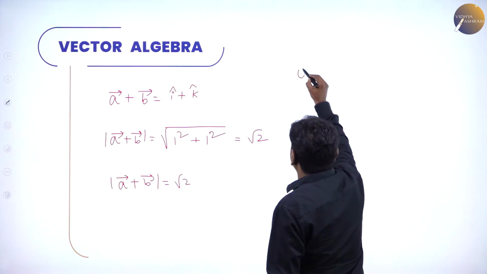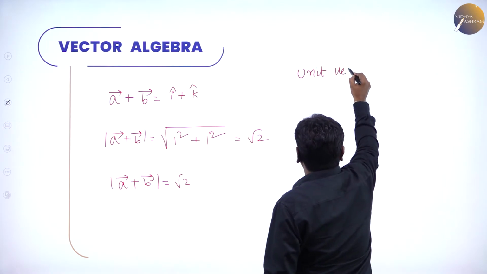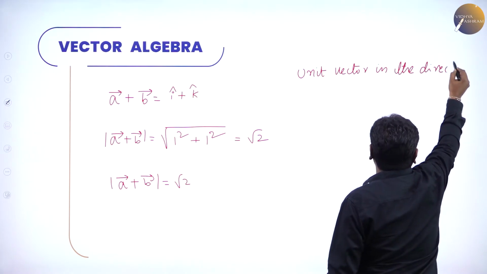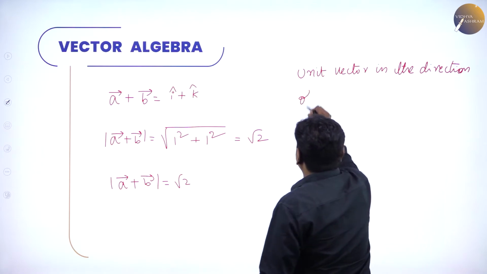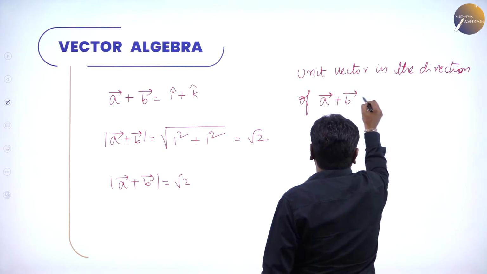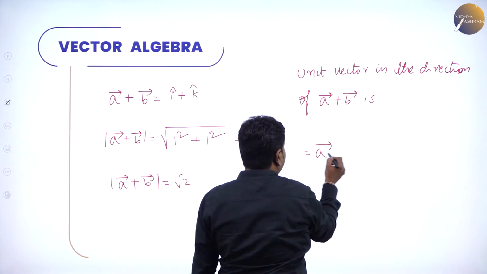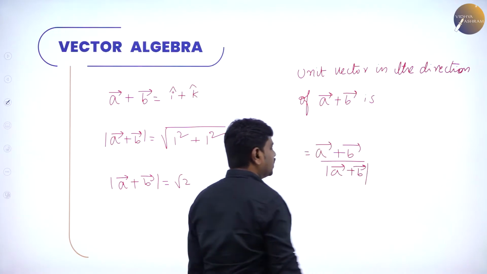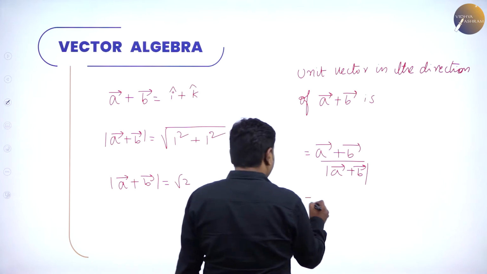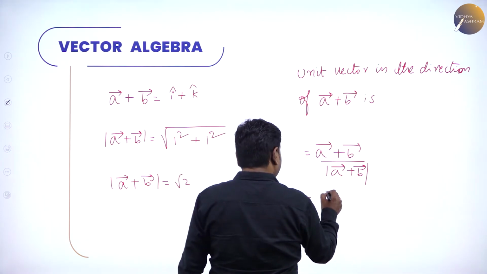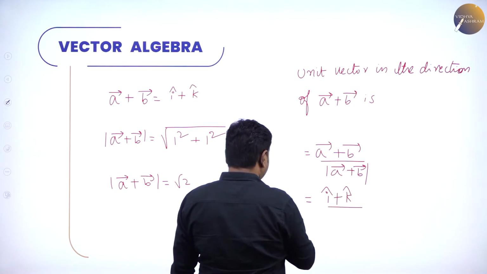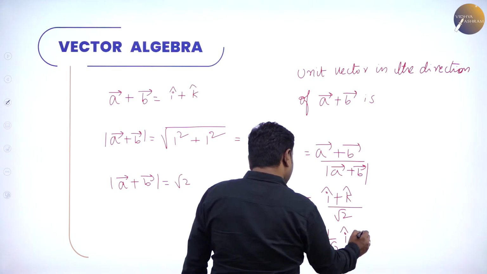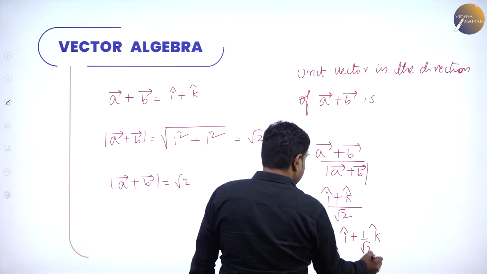Now we need the unit vector in the direction of vector A plus B. Unit vector in the direction of A plus B is equal to A plus B divided by the magnitude of A plus B. That's it. For any vector, unit vector means divide by its magnitude. You know the value of A plus B: i cap plus k cap. The magnitude is root 2. Split it, so it will become 1 by root 2 i cap plus 1 by root 2 k cap. That's it. This is the unit vector.